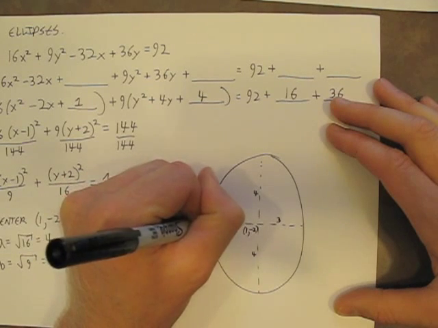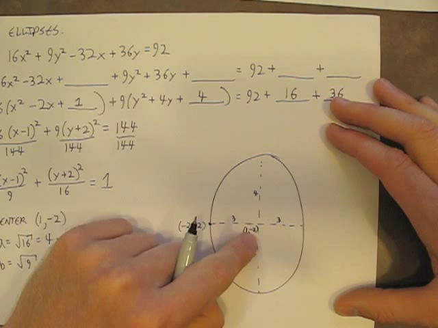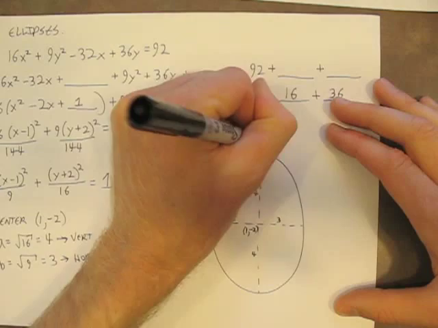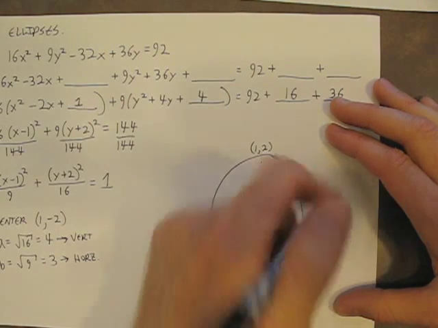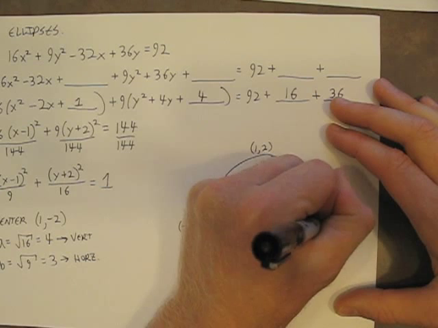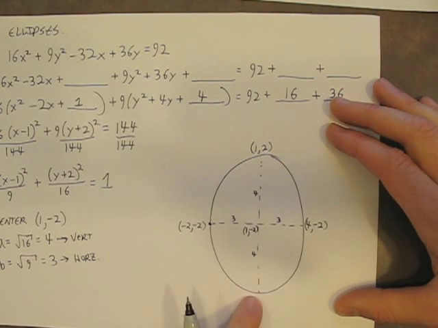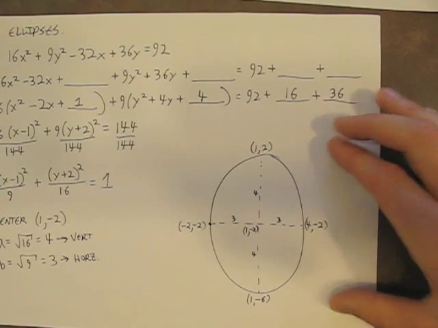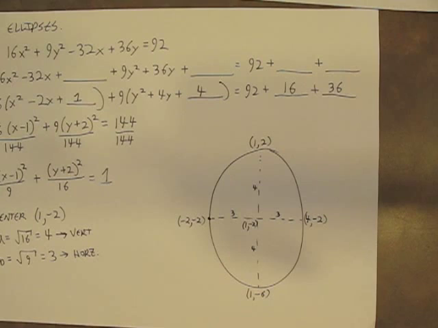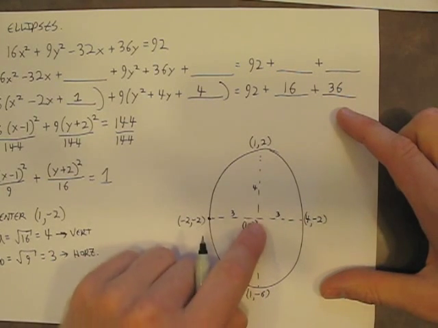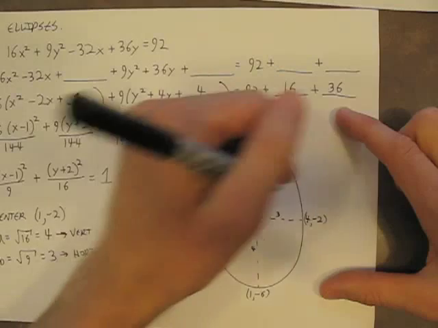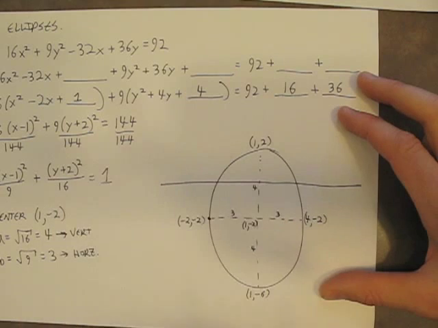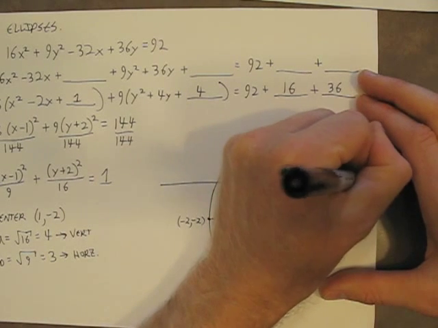-2 is that point right there. -2 plus 4, so that's going to be 1, 2. This is going to be 4, -2. And this is going to be 1, -6. So now I can add in my axes. -2 to 2, so I just go right halfway between those. Boom, that's roughly halfway. So that's my x-axis.